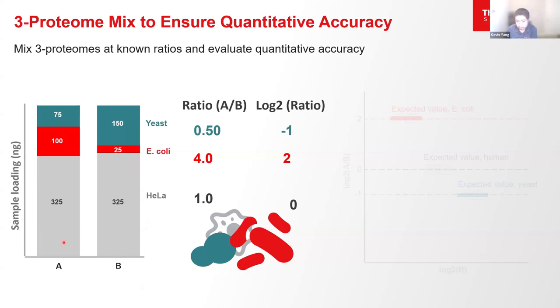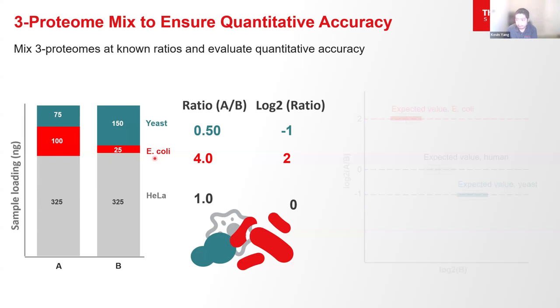That gives you, between sample A and sample B, a ratio of 1:1 for HeLa, which reflects the majority of your proteome when you're comparing different conditions. A ratio of 4:1 for E. coli and 1:2 for yeast, respectively, and that allows you to evaluate if you can capture the differential expression between different samples.